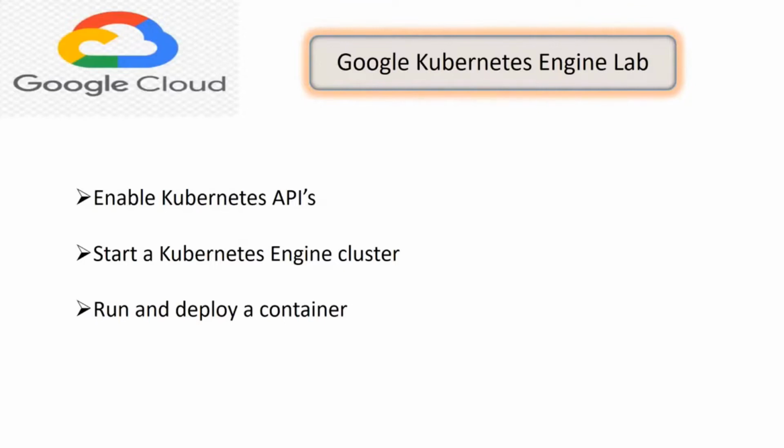In last video, we learned how to use App Engine. If you have not practiced that lab, you can find it in this playlist. In this video, I will give you a demo on Kubernetes Engine. In task 1, we will enable certain APIs that we require for this lab. Then we will start a Kubernetes Engine cluster, and finally, we will run and deploy a container. So let's start.